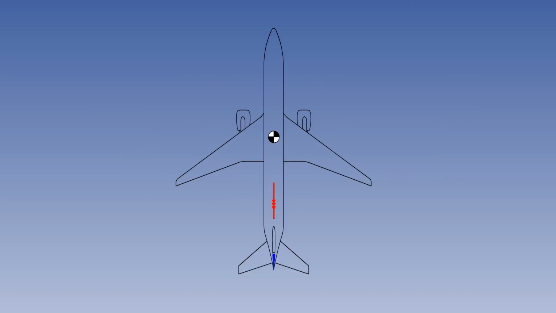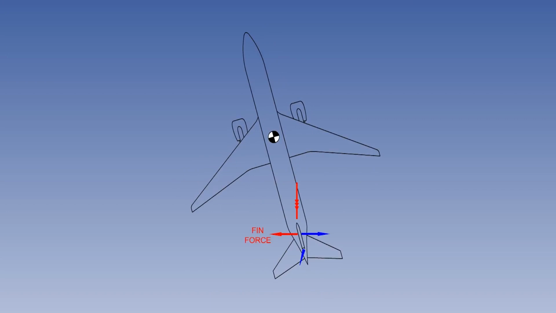Consider an aircraft in straight, steady flight. If the rudder is deflected to the left, the camber of the fin is changed and an aerodynamic force, here in blue, will act to the right at the fin centre of pressure. The aircraft will yaw to the left.